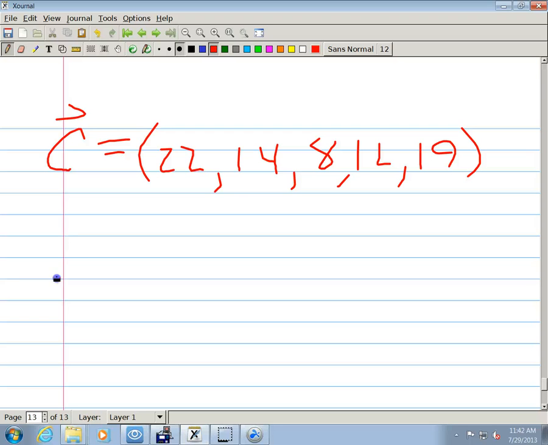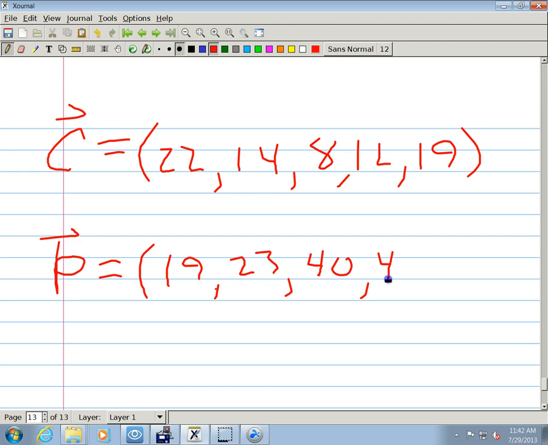Now let's say the price vector goes like this. Let's say the price of the cars is given as $19,000 for Model 1, $23,000 for Model 2, $40,000 for Model 3. Model 4 goes for $47,000, and Model 5 goes for $32,000. My question to you is, how much money did I bring in? What's my revenue? What would you do?